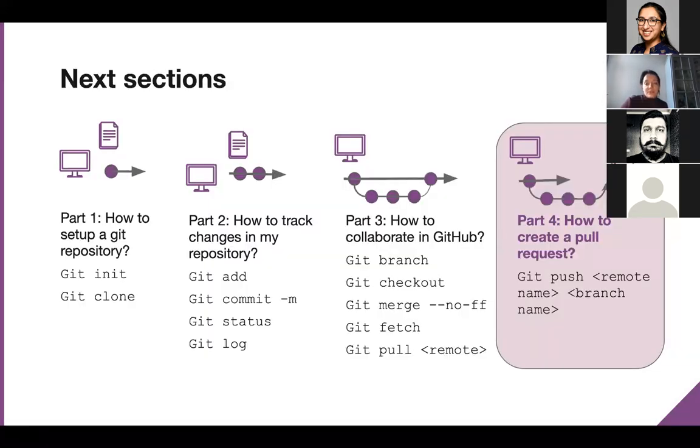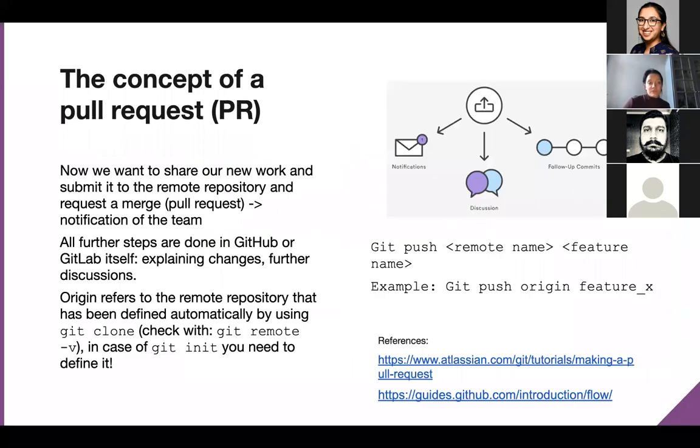Okay, the last point, how to create a pull request, because this is the part where we make our modifications visible to the outside world, how we move those changes to the GitHub repository. And the concept of the pull request is not only to make other people aware of changes in the code and to share it with the people.